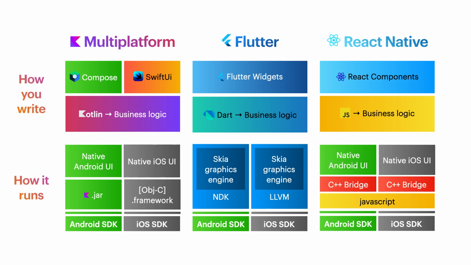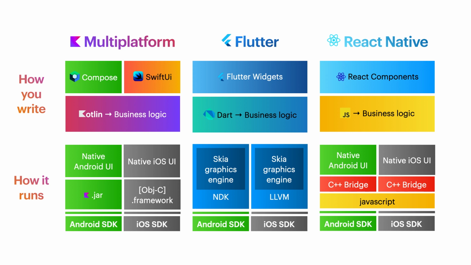In terms of how it runs, your Kotlin native business logic gets compiled, on the Android side, into a jar, and on the iOS side, it'll be a simple Objective-C framework. And they both will be running native UI: on the Android side, native Android UI, and on iOS, native iOS UI.